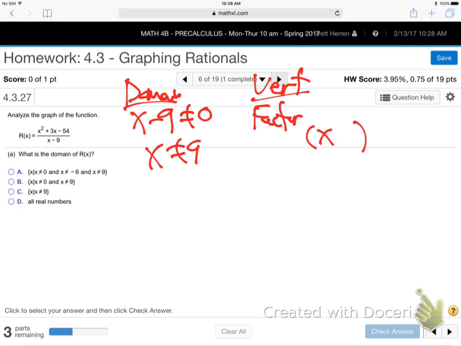The top, am I on the screen? Barely. Does that top factor? 6 and 9, huh? Minus 9. Oh, it's plus 9, so it doesn't cancel. Whoops, got my x there. Yeah, it's plus 9. How do I know? Plus 3 in the middle.